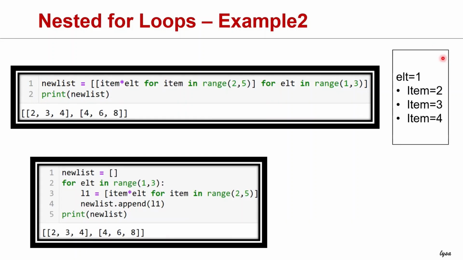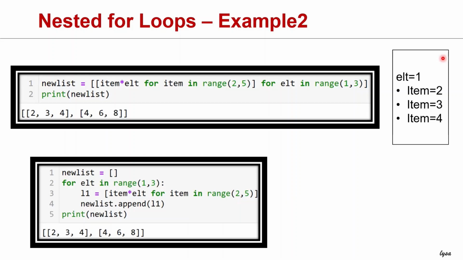Let's see in detail. First element takes the value 1, and in L1, item takes the values 2, 3, and 4, and then every value is multiplied with the value 1. So the list which is finally created is also 2, 3, 4, and that list is returned in L1. So L1 initially has the list 2, 3, 4. This is appended to the new list.